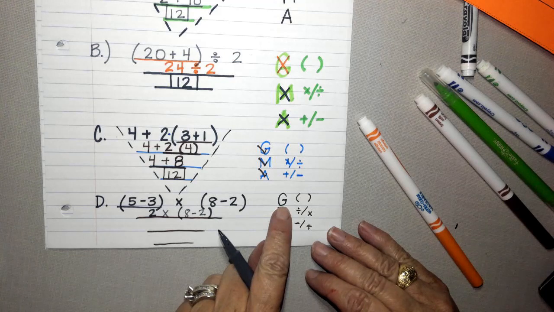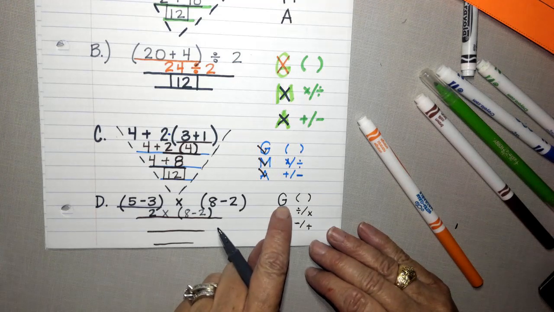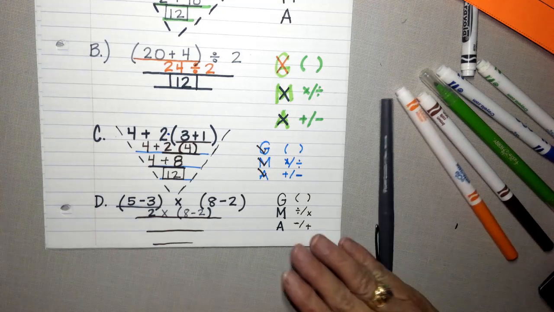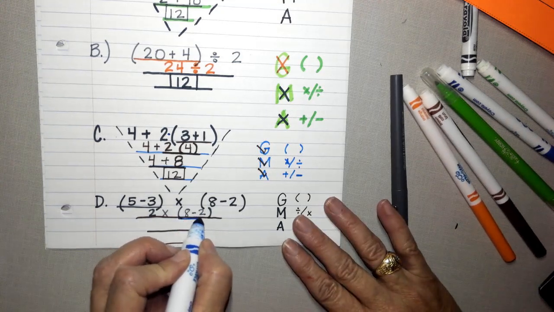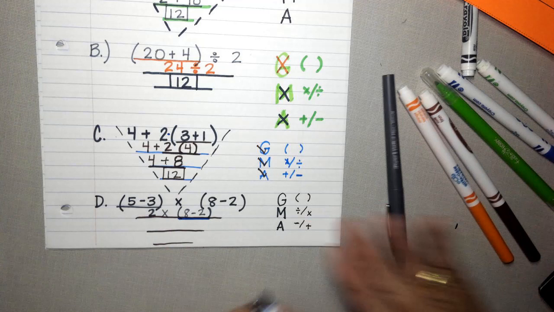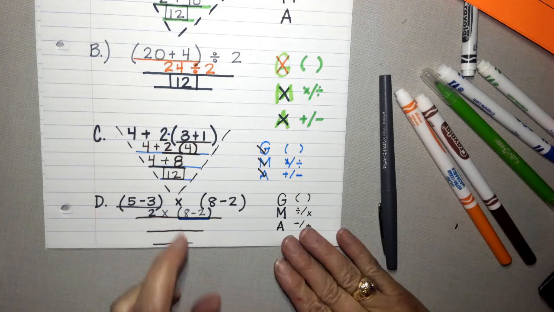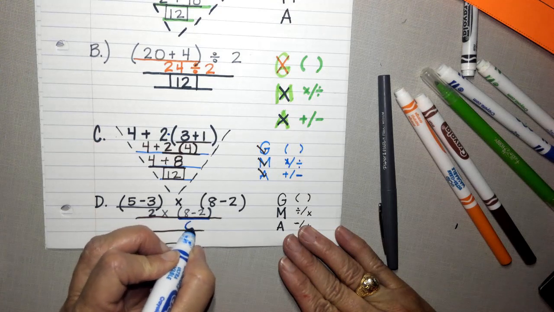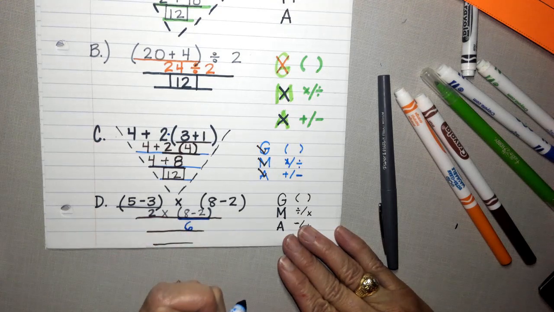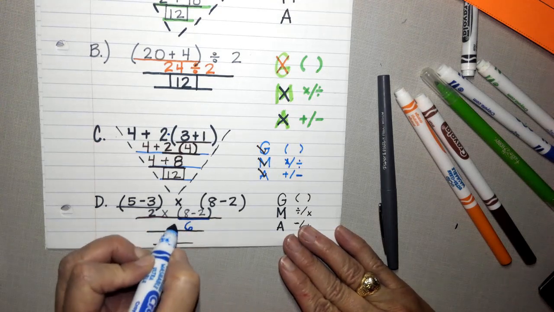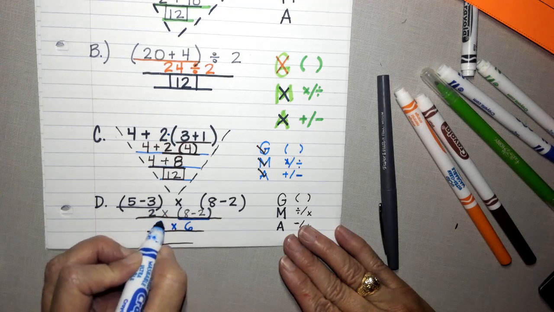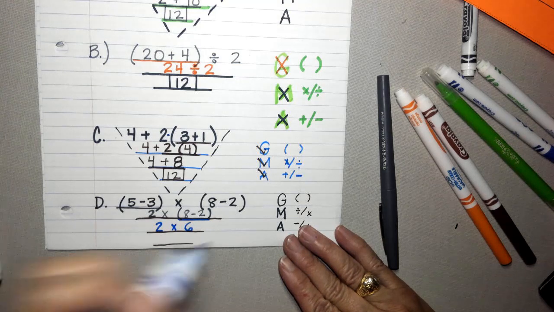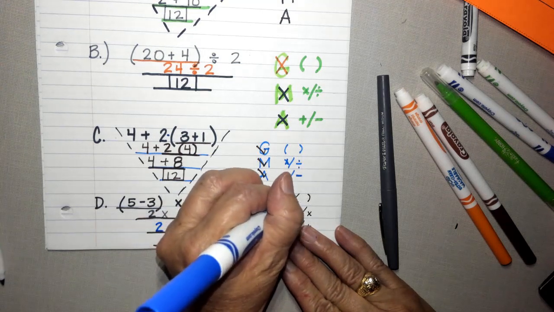I'm going to go back to my G. I still see some grouping symbols here, so that will be the next piece that I solve. I'm going to underline 8 minus 2. And 8 minus 2 is 6, so I'm going to record that right underneath the line that I underlined. And now I'm going to drop my multiplication symbol and the number 2. So I'm completely done with the grouping symbol.